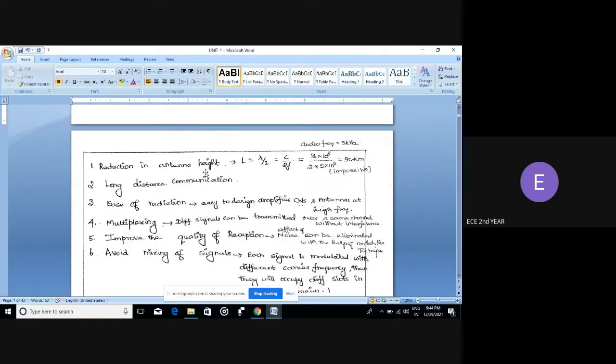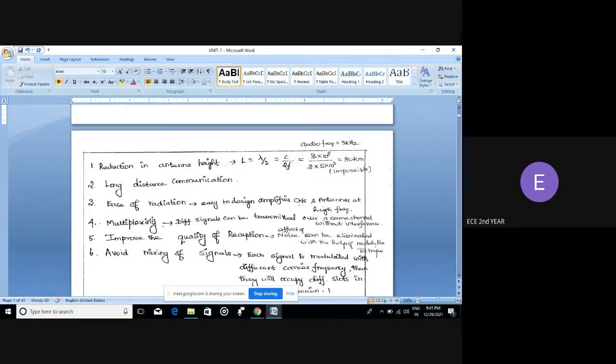If you use modulation, the antenna used will be a smaller one, and it can be used for long distance communication. Ease of radiation: it is easy to design amplifier circuits and antennas at high frequency if we use modulation. Otherwise, the design of amplifiers and the antennas used in the communication process will be a difficult one.